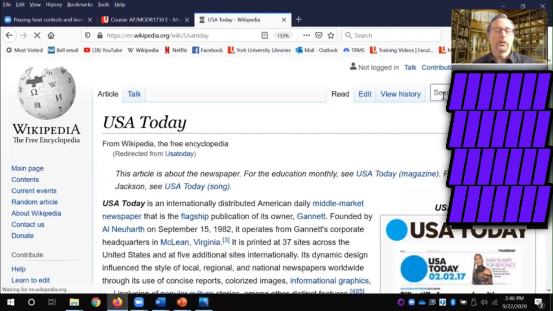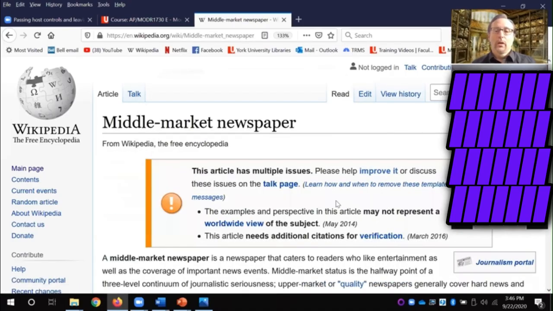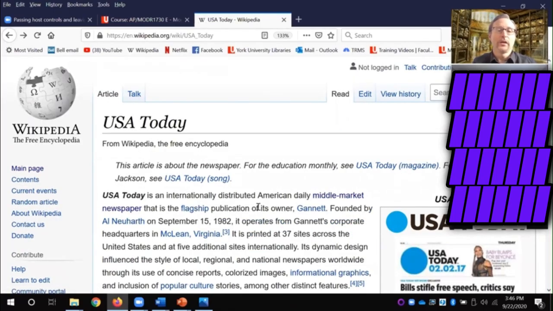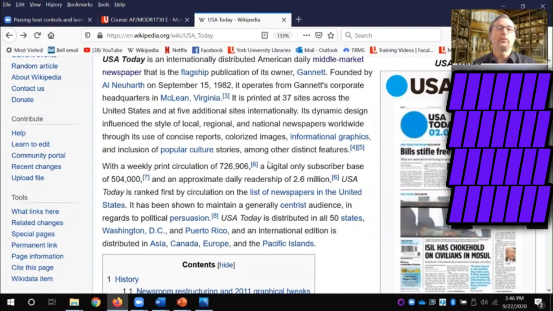USA Today is an internationally distributed American daily middle market newspaper that is the flagship publication of its owner, Gannett. What does a middle market newspaper mean? I do not know what that means. Middle market newspaper is a newspaper that caters to readers who like entertainment as well as the coverage of important news events. Halfway point of journalistic seriousness. Okay, hey, well, if you didn't learn anything else today, you learned what a middle market newspaper is. General education.